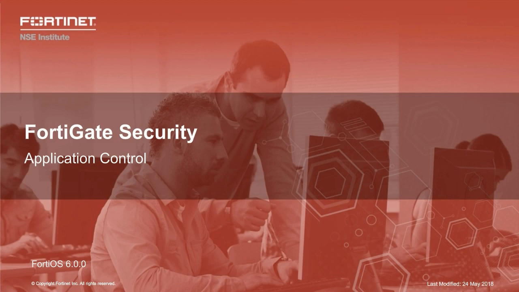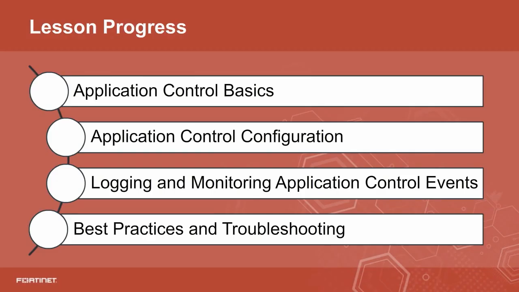In this lesson, you will learn how to monitor and control network applications that may use standard or non-standard protocols and ports, beyond simply blocking or allowing a protocol, port number, or IP address. In this lesson, you will explore the following topics: application control basics, application control operation modes, logging and monitoring application control events, best practices, and troubleshooting.